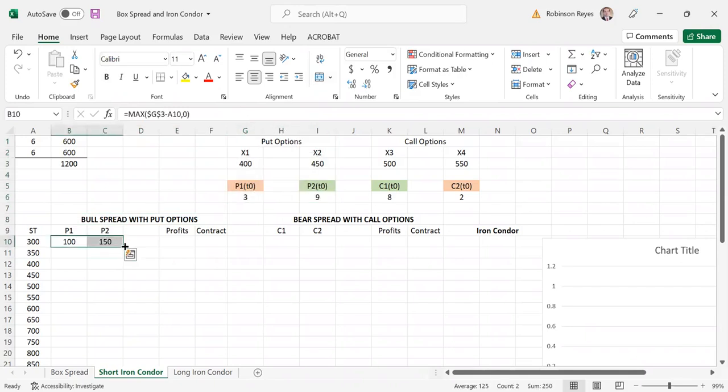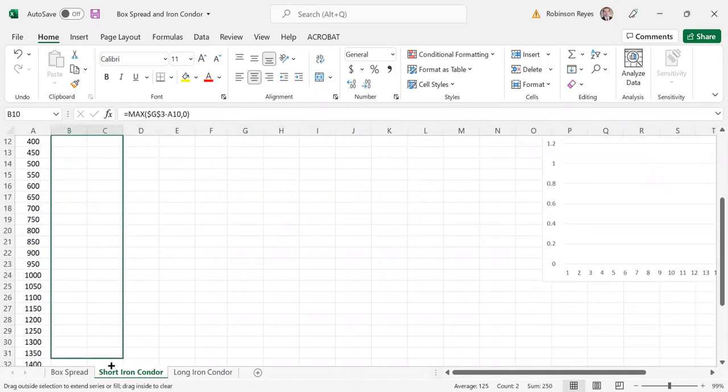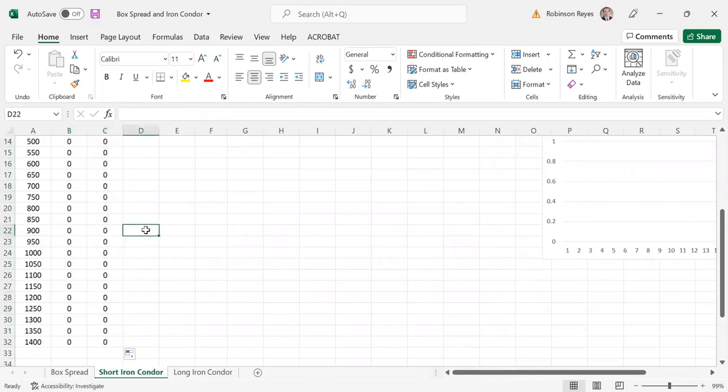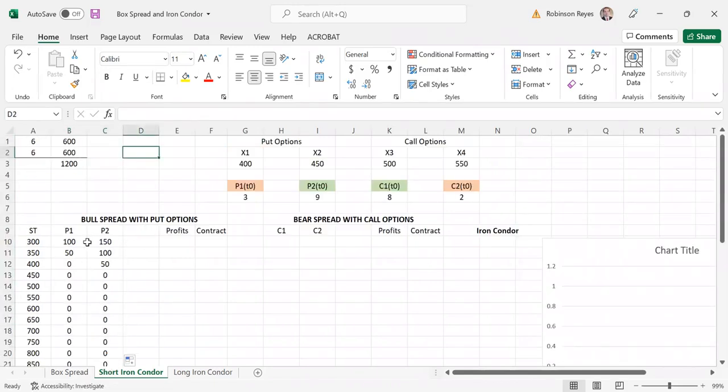Now we have these two intrinsic values. We can move this down. And as we move it down, we will see that this is the usual. Put options have value when the stock is at a low price. The moment the stock is moving up, it moves above the strike, then the put options no longer have an intrinsic value, or the intrinsic value is zero.